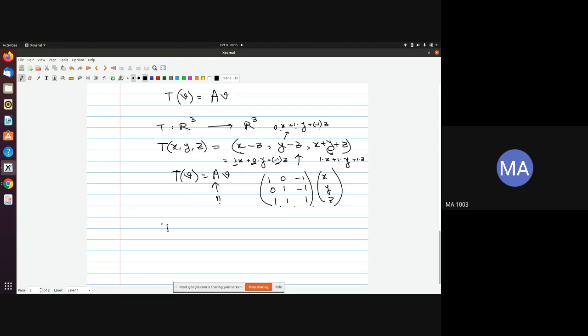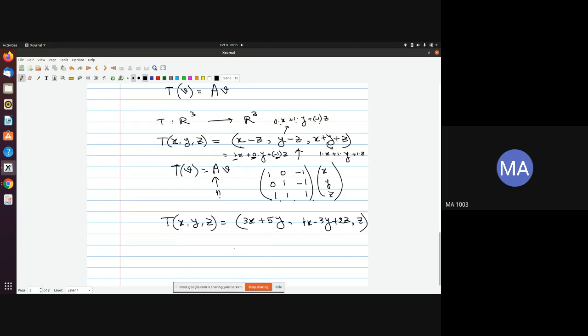Suppose I write 3x plus 5y, 4x minus 3y plus 2z, and z. Can you tell me what the matrix will be? It will be 3, 5, 0. Next one, 4, minus 3, and 2. Then 0, 0, 1. Right. Got it? How we are writing this?